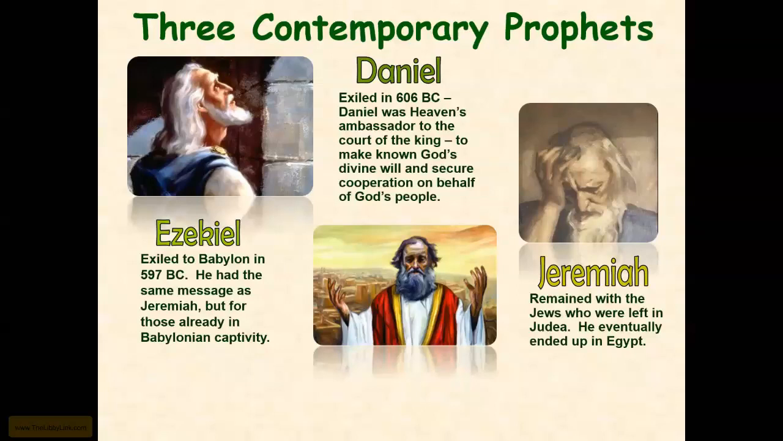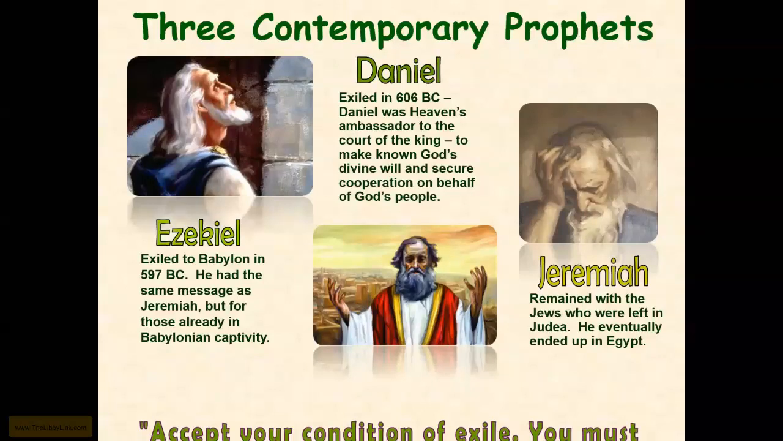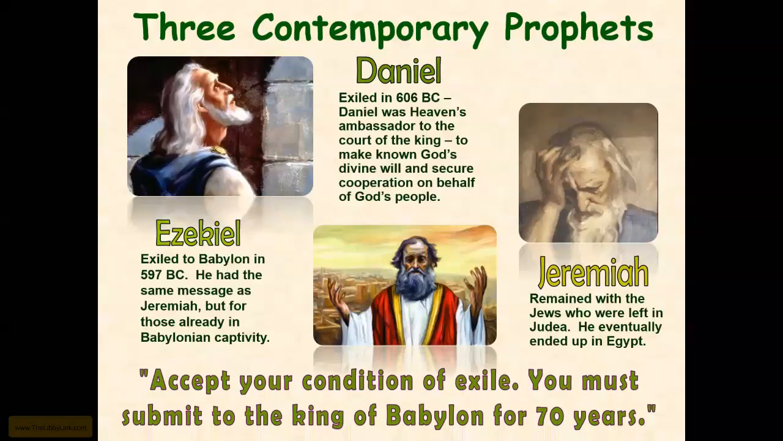All three of these prophets had the same message. Accept your condition of exile. You must submit to the king of Babylon for 70 years. That is what they proclaimed. And remember, God's people had to contend with false prophets that said they would never be carried off to Babylon. We may have to contend with similar events in the near future, and there are plenty of false prophets out there. It's disheartening how many people are believing so many lies.